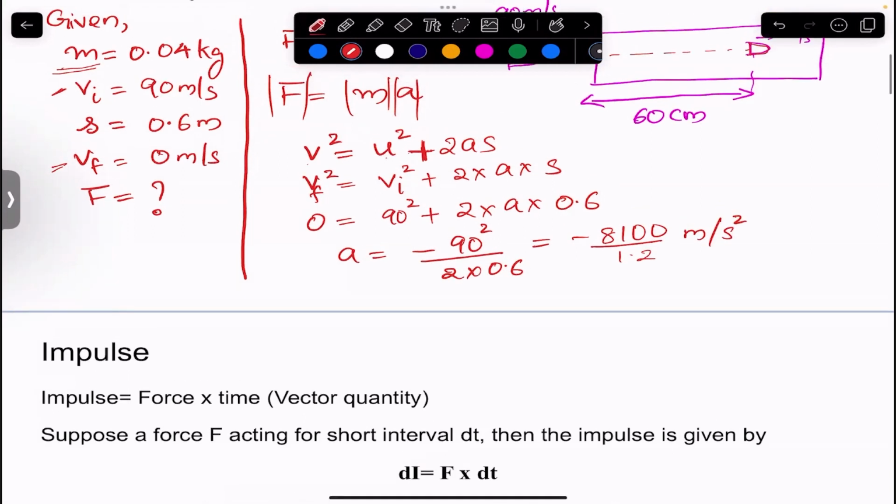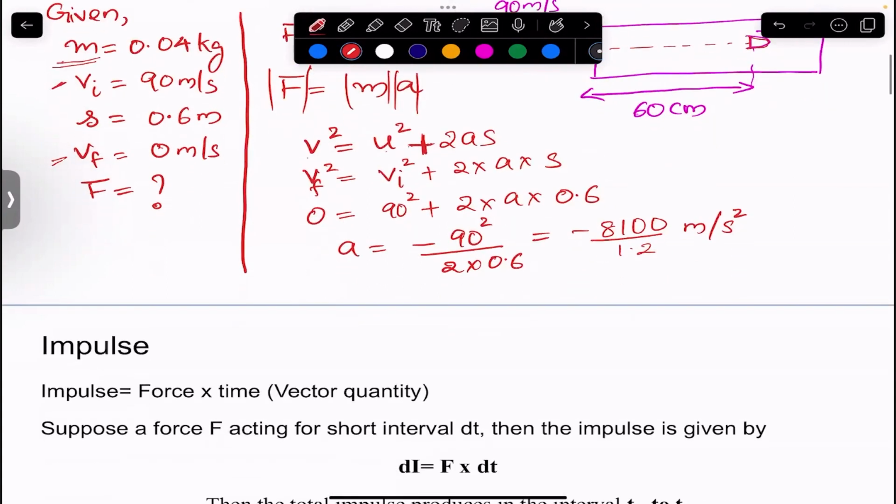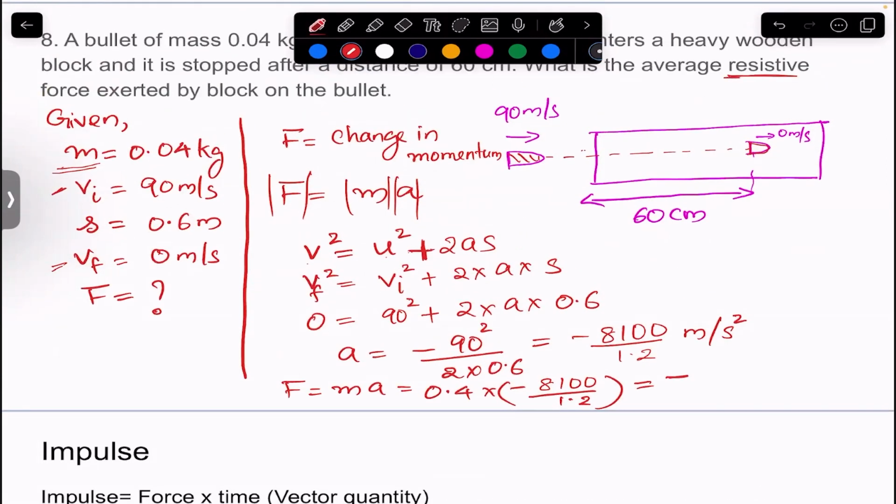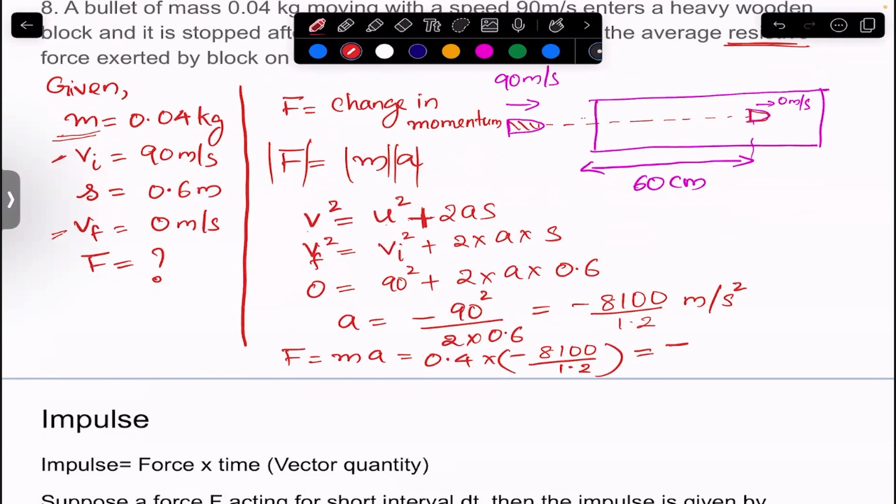Now with acceleration, you can find force equal to ma, which is equal to 0.04 times minus 8100 divided by 1.2. Again, you will be getting force in terms of a negative number. So that indicates it is a resistive force. Now if you want to get the quantity, that is 270 Newton.